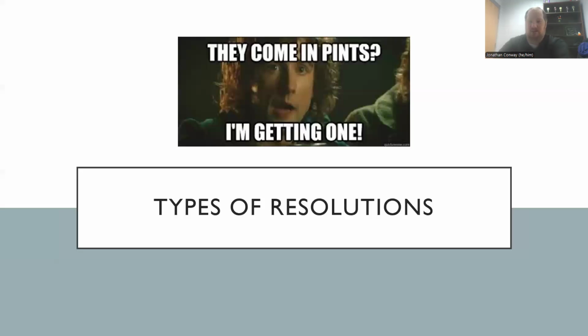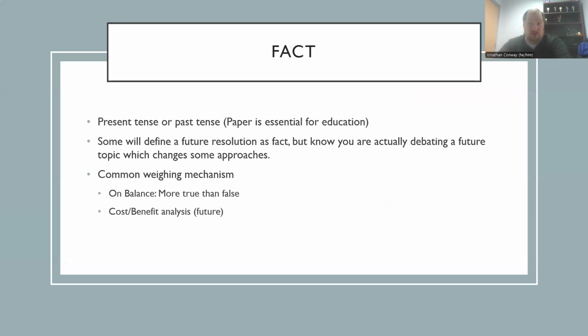What are some of the different types of resolutions? That's an important question that a lot of people get confused on. Yes, they come in pints and quarts and all the different sizes. There's lots of different types of resolutions, but there's really three, the three basic types, right? Like I said a minute ago, the fact. A fact is a present tense or past tense resolution. So paper is essential for education would be a fact round. It's asking a yes or no question.